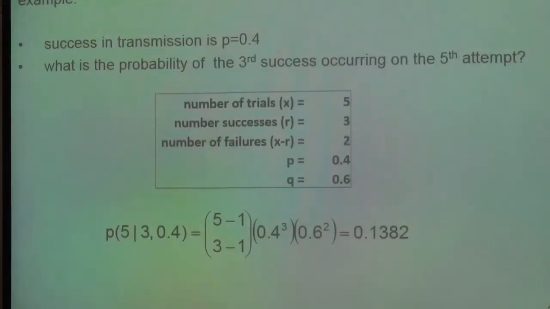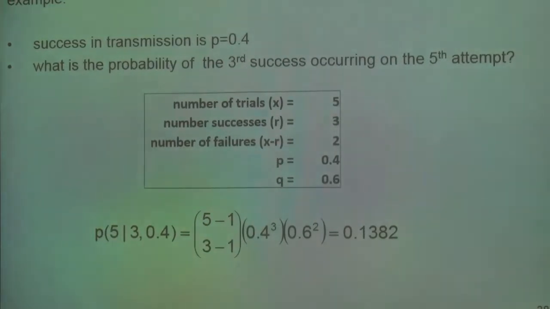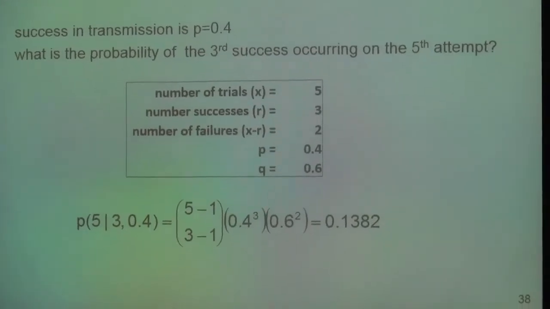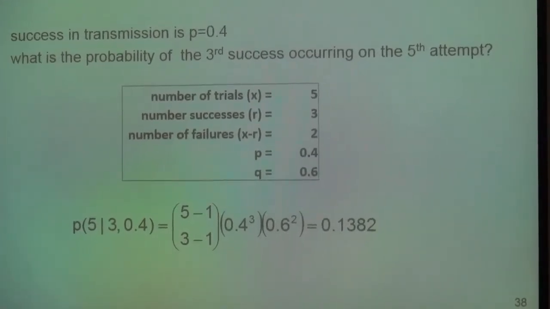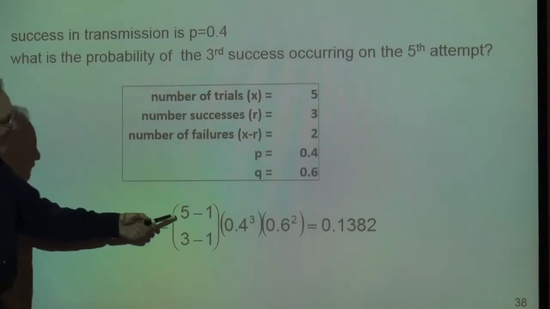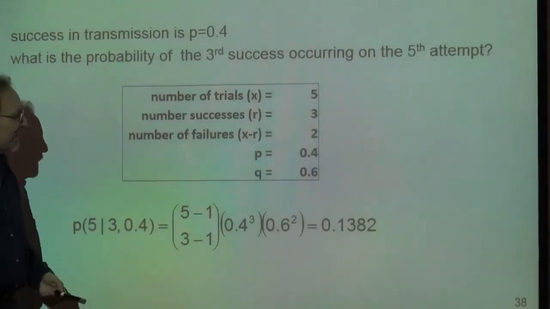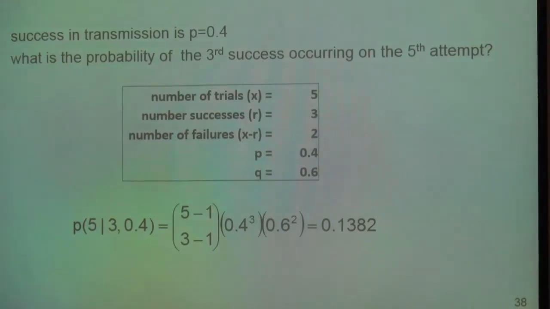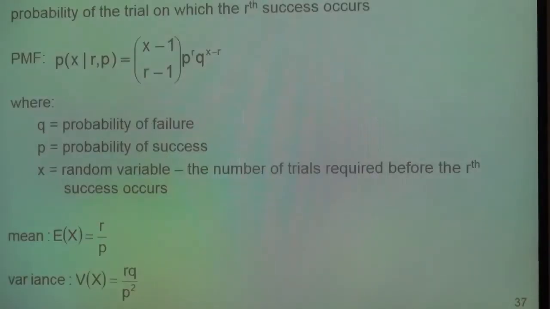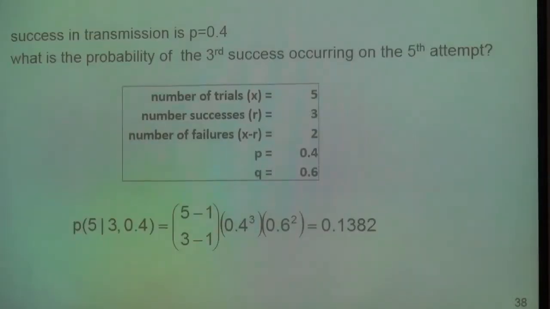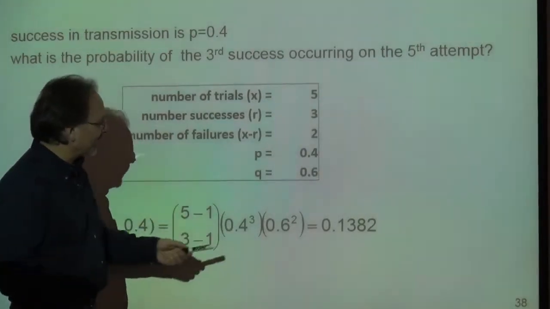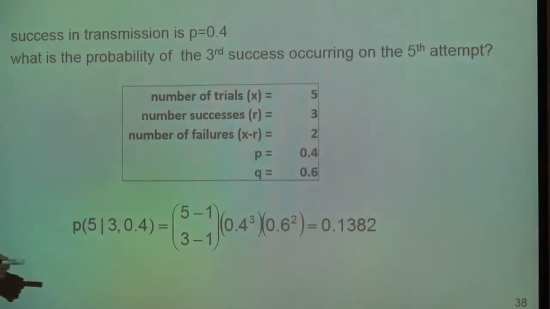So, in 5 trials, what's the probability of 3 successes and 2 failures? So we have x minus 1 objects taken r minus 1 times, because remember that the formula is x minus 1 taken r minus 1 times. And it's combinatorics again. P to the r, q to the x minus r. So p, the probability of success, is 0.4, and you have 3 successes, and 0.6 is 2 failures.